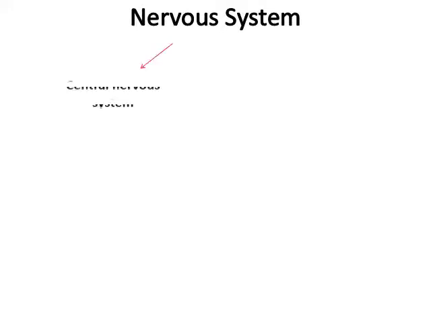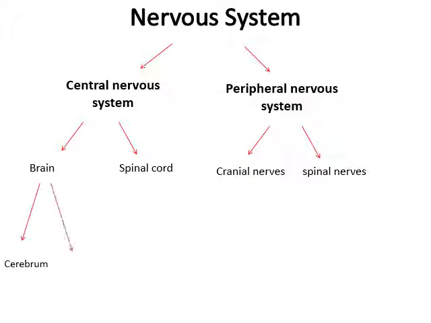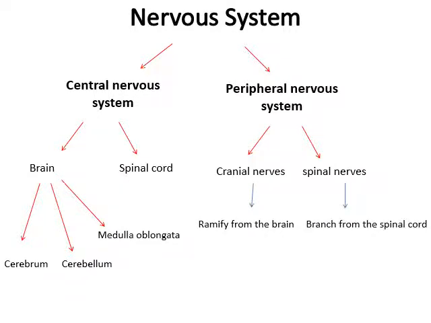Nervous system is composed mainly of two parts, as we said, the central nervous system and the peripheral nervous system. Mainly the central nervous system is composed of the brain and the spinal cord, while the peripheral is composed of the cranial nerves and the spinal nerves. Cranial nerves come from the cranium. Brain is composed of cerebrum, cerebellum, and medulla oblongata, as we said before. And the cranial nerves ramify from the brain. Spinal nerves ramify from the spinal cord.